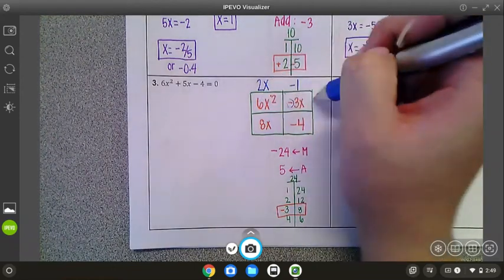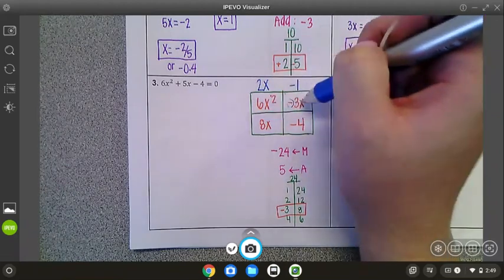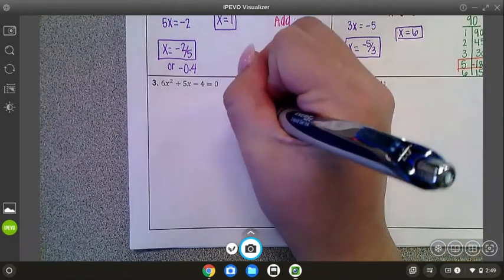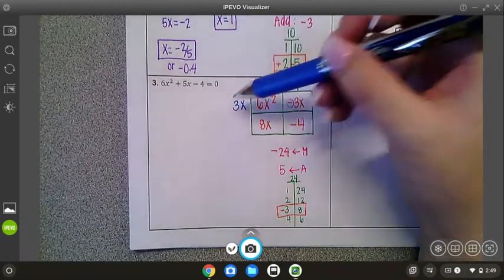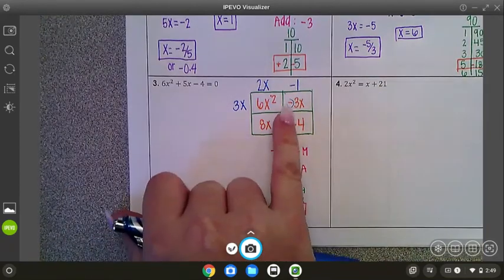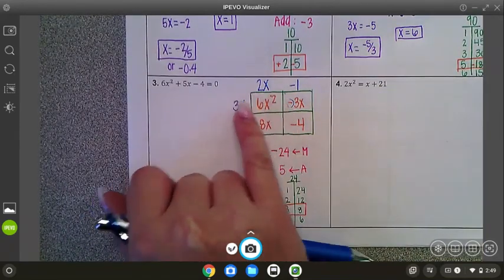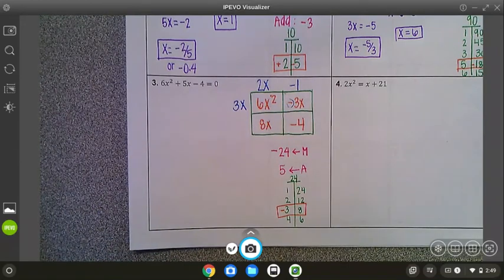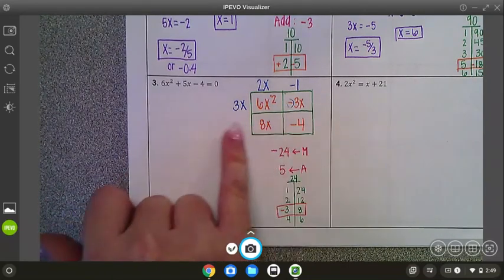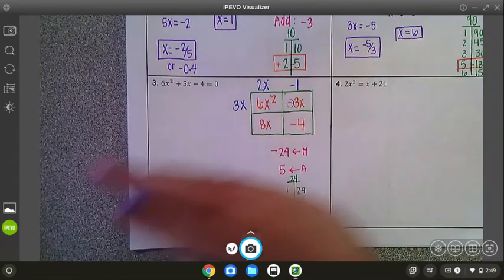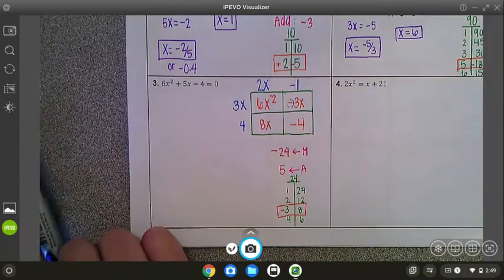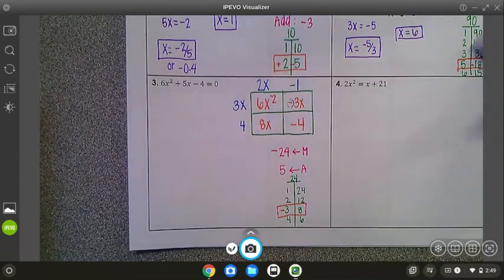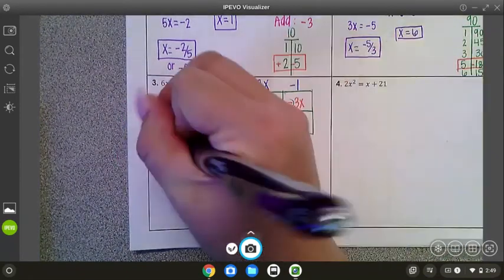Now let's look at this row. What can I divide 6 and 3 by? 3. And they both do have an x. This did not have to be negative. Even though this one was negative, over here, I'm only looking at the first box in this row. And then what about down here? We can divide them both by 4. And they do not both have an x in common. So these become my factors.